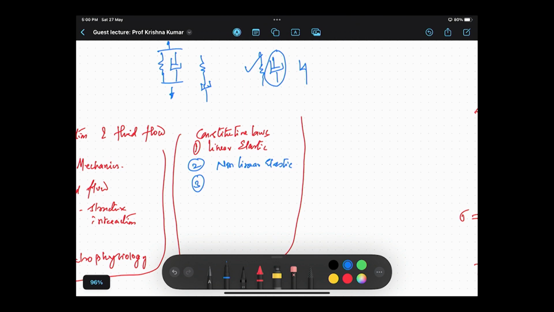So why am I doing this? Because this would actually give me how the material or that part of the body behaves. So the third one is viscoelastic. For our purposes, these three models are sufficient to look at the material behavior. So this is the second basket.